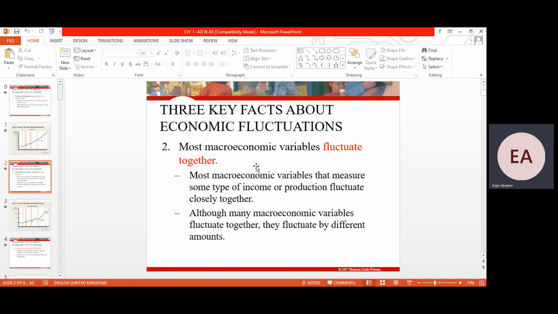Three key facts about economic fluctuations. Most macroeconomic variables fluctuate together. Most macroeconomic variables that measure some type of income or production fluctuate closely together. Although many macroeconomic variables fluctuate together, they fluctuate by different amounts.